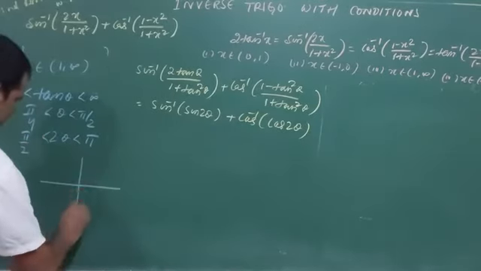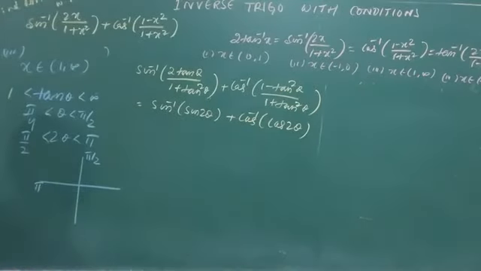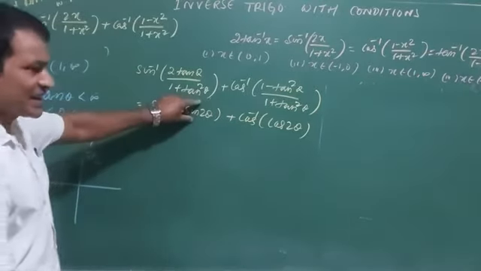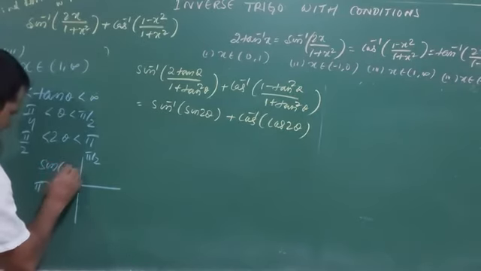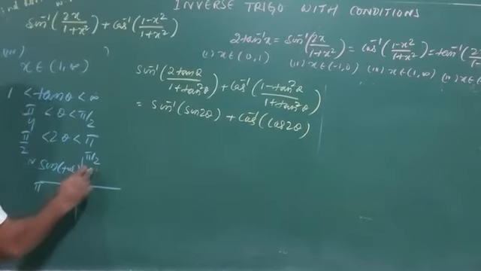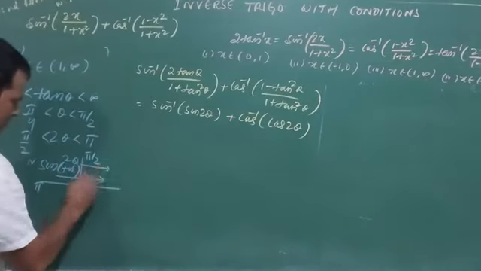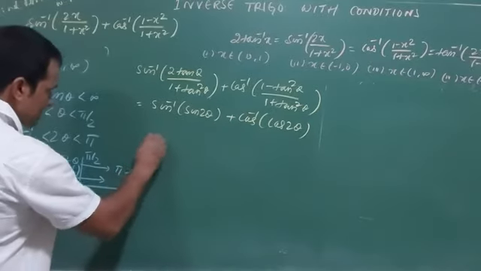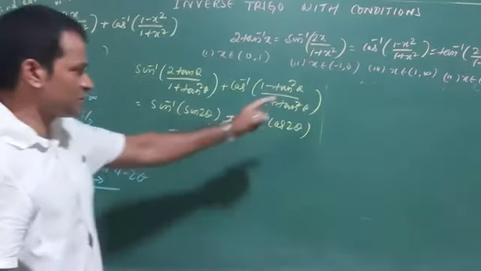Now where am I standing? Pi by 2 to pi. First I think about normal trig. What am I getting for sine? Sine is positive here in normal trig. But inverse sine is positive in the first quadrant, so transfer this value to the first quadrant. I got 2 theta here, and I want to transfer here, so pi minus 2 theta. So this value gives me pi minus 2 theta for sine.